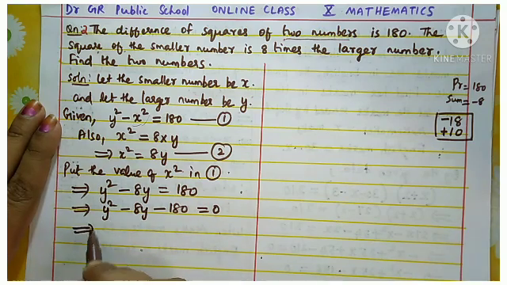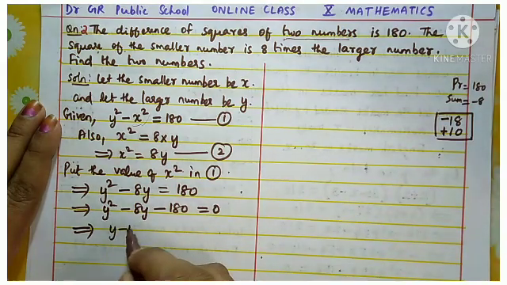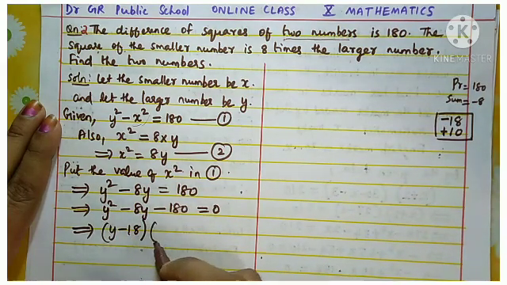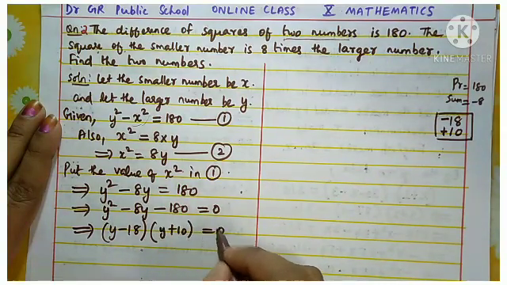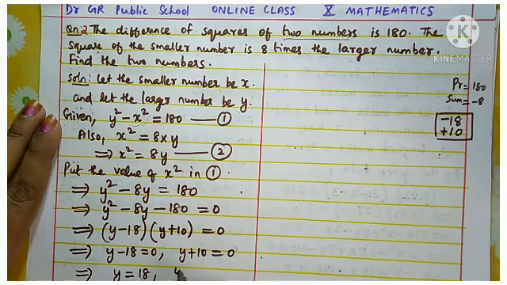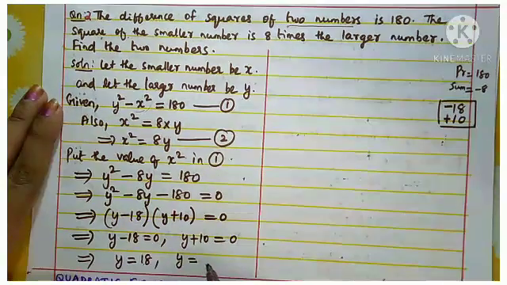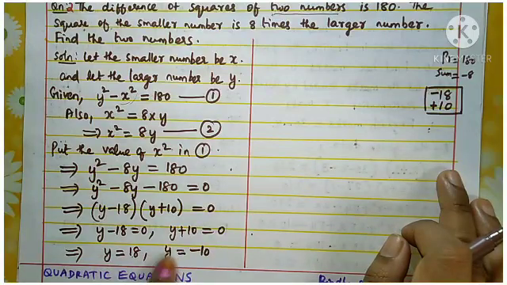Now since the coefficient of y square is 1 here, we can write the factors directly. So this implies first factor minus 18, so y minus 18, into the second one, plus 10, y plus 10, equal to 0. Okay, so here two factors: y minus 18 is equal to 0 and y plus 10 is equal to 0. So we got two answers, y equal to 18 and y equal to minus 10. Now you see children, we got the two answers for y.